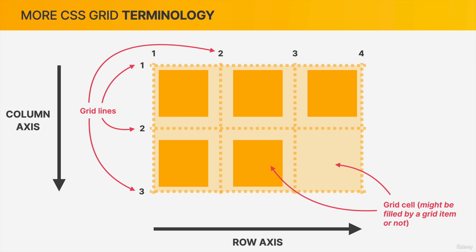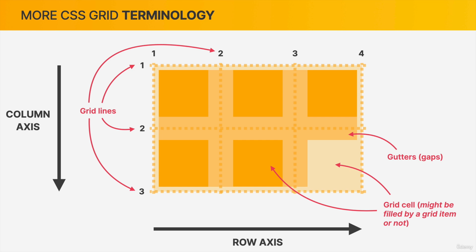So again, each of these spaces is called a grid cell, but they don't always need to be filled by a grid item, and also they don't need to be filled entirely. Next up, as we saw in the last lecture, we can actually create spaces between the grid items, and these are then called gutters or gaps. So remember, for that we use the gap property or also the row-gap and column-gap property. So technically, these are actually called gutters.